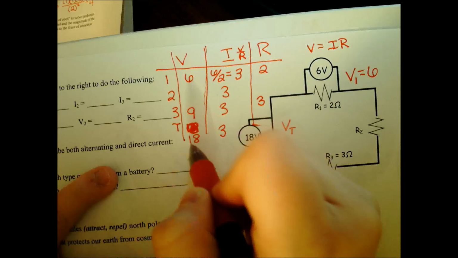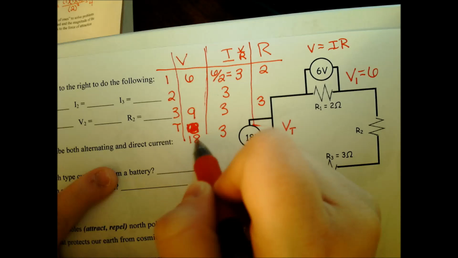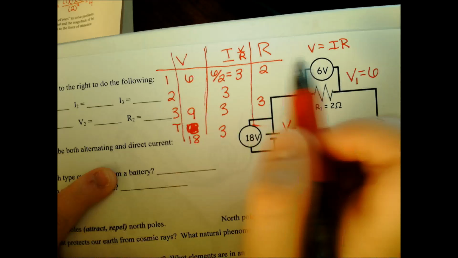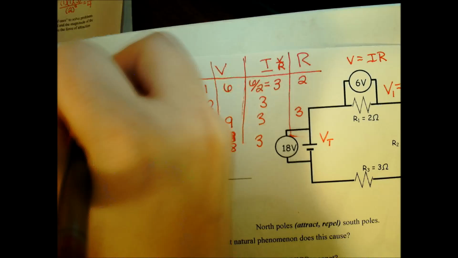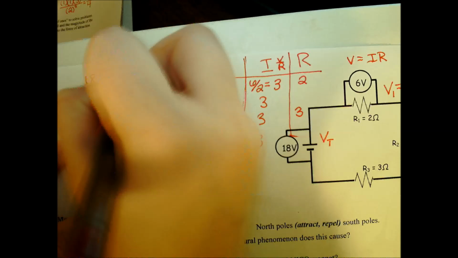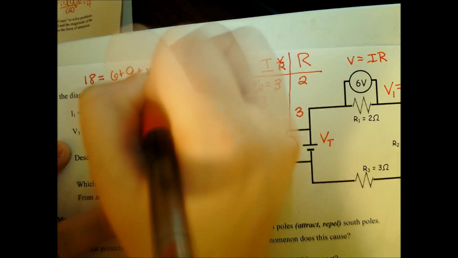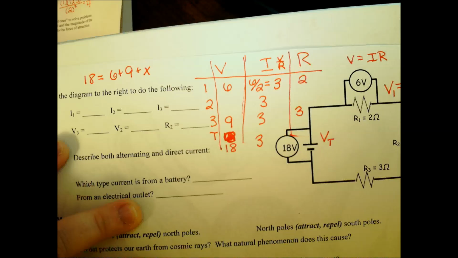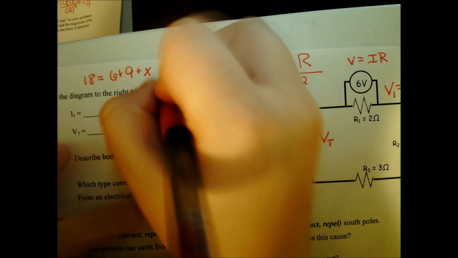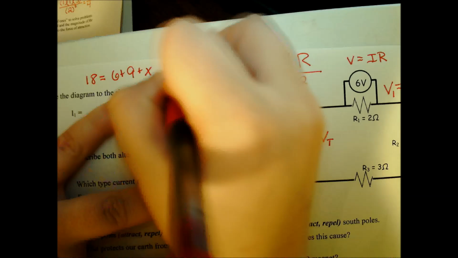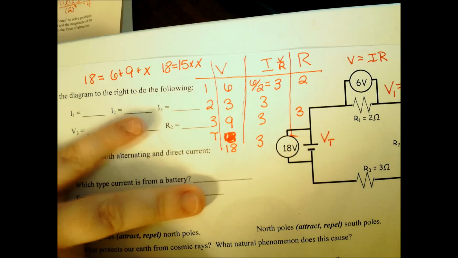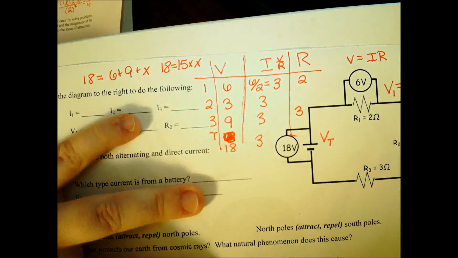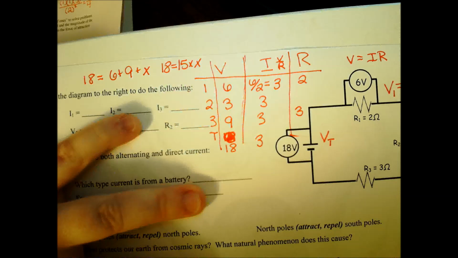Now we have 3 pieces of information this way. We know that the total is 18. 9 plus 6 plus something has to equal 18. 18 equals 6 plus 9 plus x. 6 plus 9 is 15. So we have 18 equals 15 plus x. That means that x has to be 3. Now we have 3 plus 6 plus 9 is in fact 18.